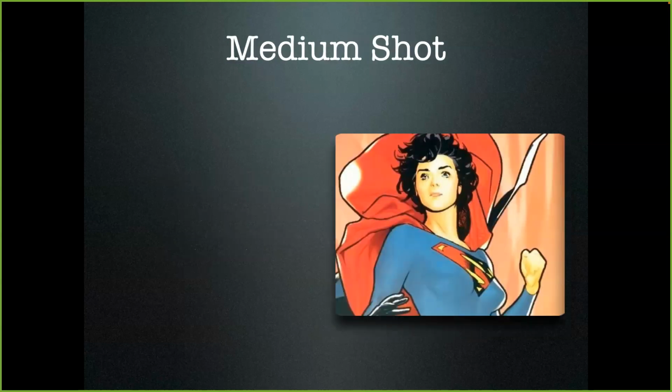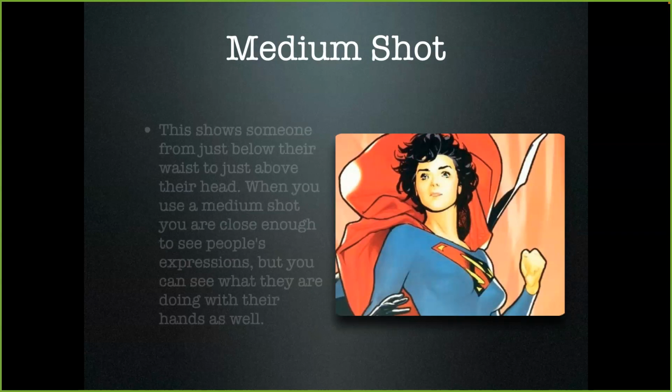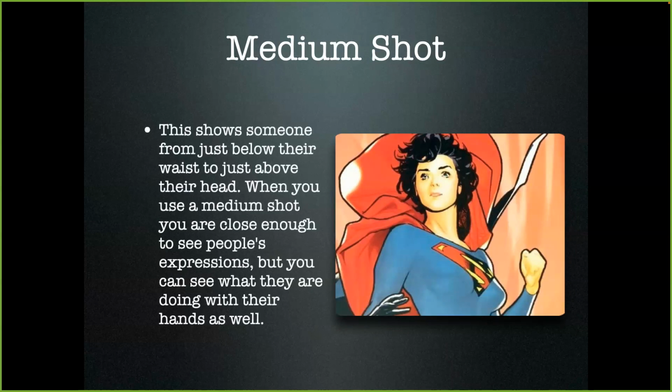All right, so the next one is called a medium shot. And this shows someone from just below their waist or at their waist to just above their head. And when you use a medium shot, you're close enough to see the person's expression, but you can also see what they're doing with their hands. And this is important. A lot of times you want to show that process, and that process will be a punch in her case. She's got her glove off and she's ready to punch somebody, right? So she's really in this active moment.